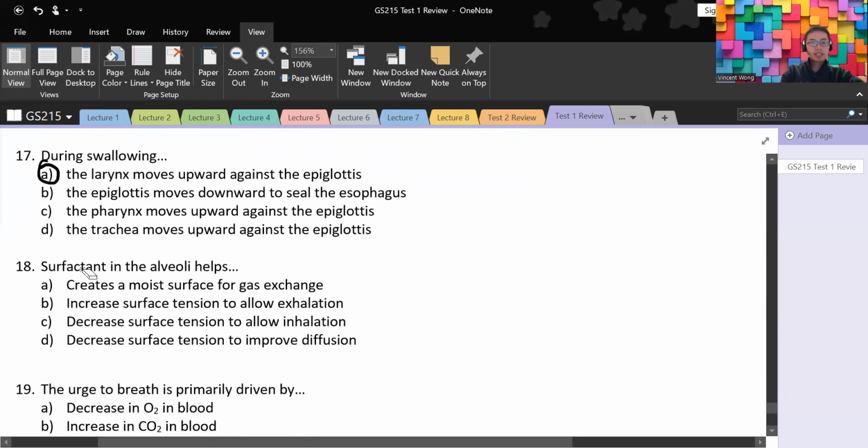Surfactant, we talked a great deal about surfactant last time. It is the oily substance that is secreted by septal cells. So what does it do? Does it create a moist surface for gas exchange? No, that's the job of water. Does it increase surface tension to allow exhalation? No, it actually breaks surface tension. By breaking the surface tension, it increases the compliance of the lungs, which allows for inhalation. It increases the expandability of the lung.